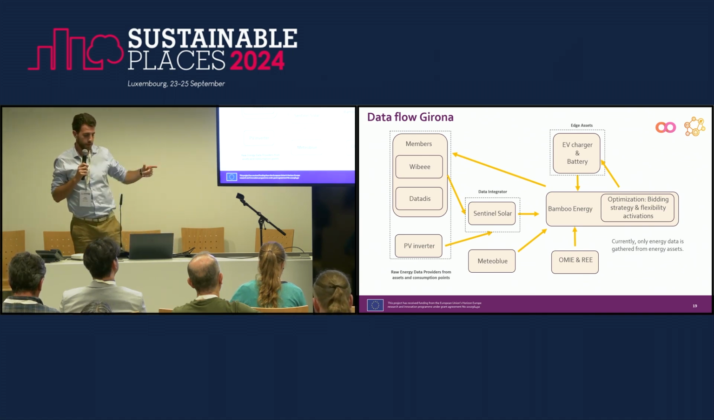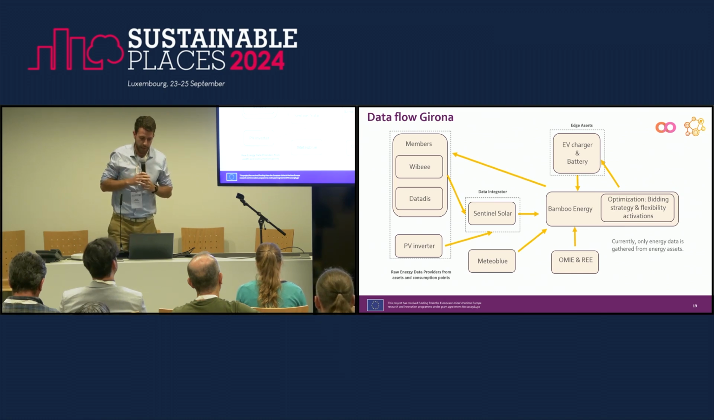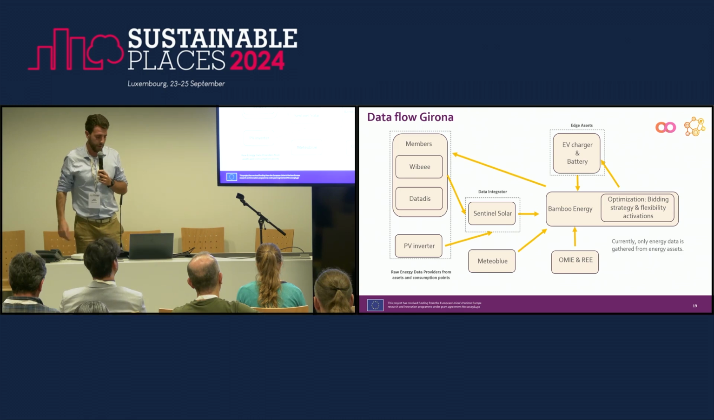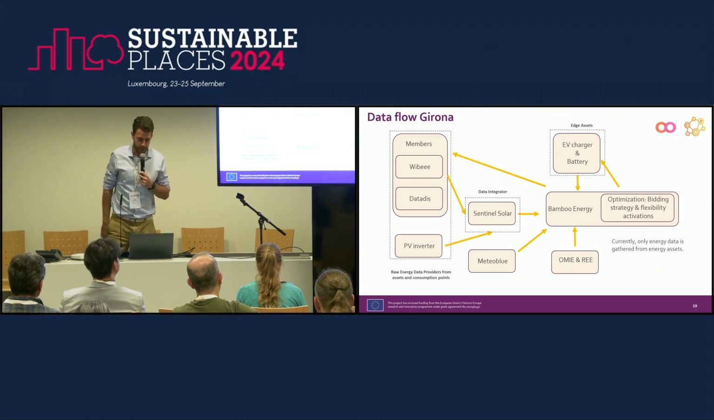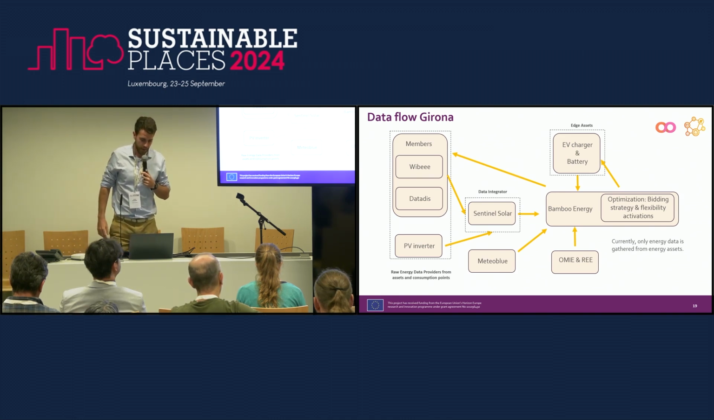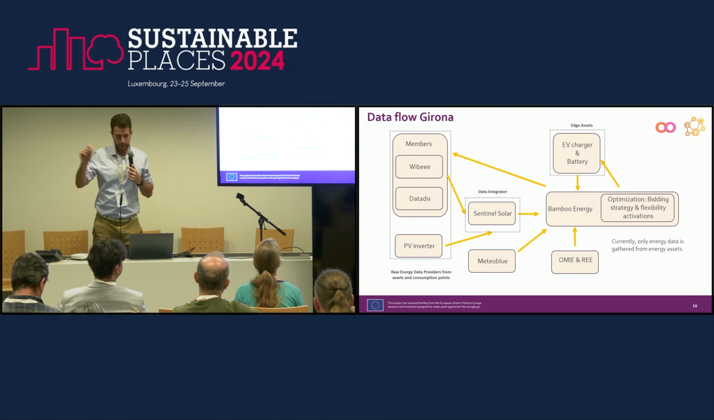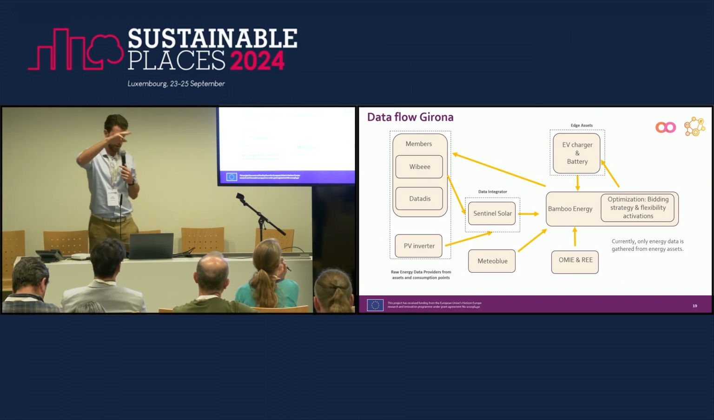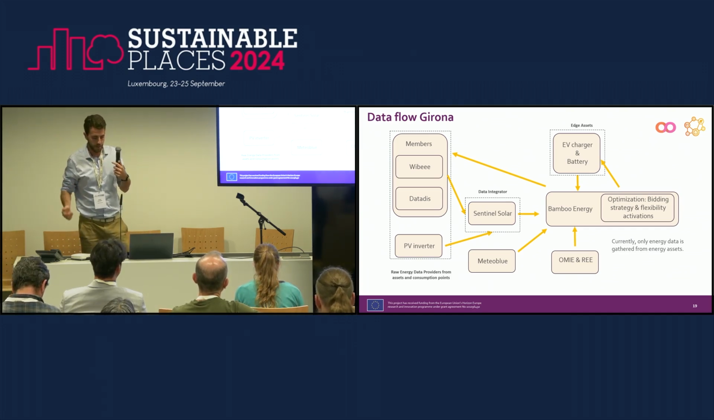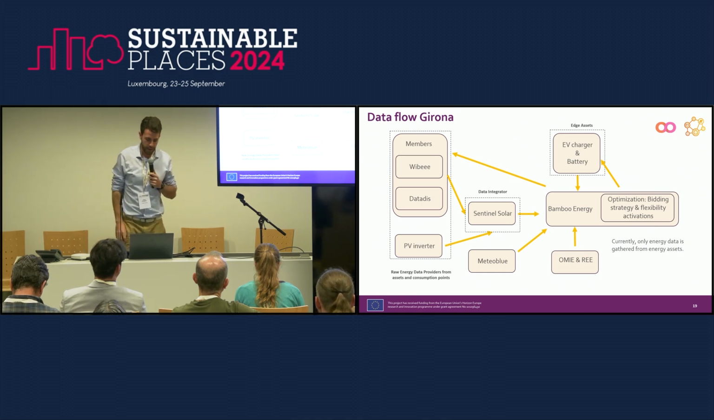The members are connected through WEBs, which are basically smart meters connected in each of the houses. If there is no WEB, then we connect through DataDis. But mainly it is WEBs connected to Sentinel Solar, which is another API platform. We connect to this platform, and all comes to Bamboo Energy. So the inputs are Sentinel Solar, with all the PV and consumption, and MeteoBlue from one side, in order to calculate mainly photovoltaic data.